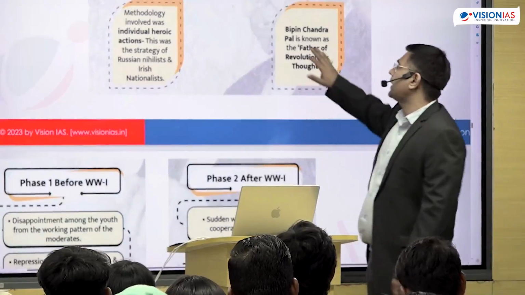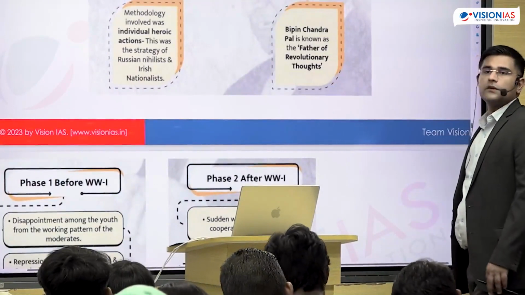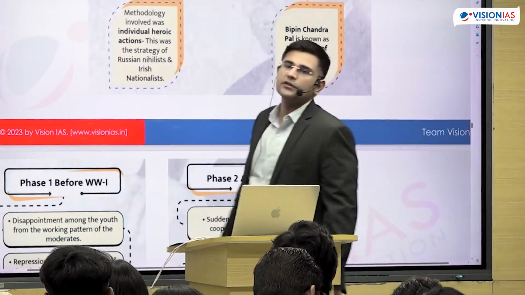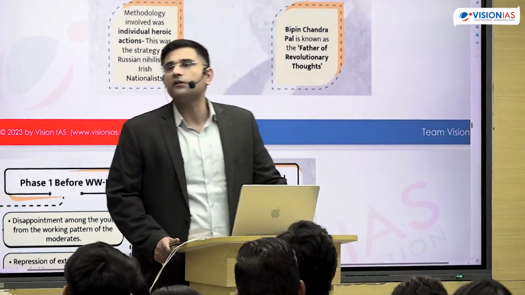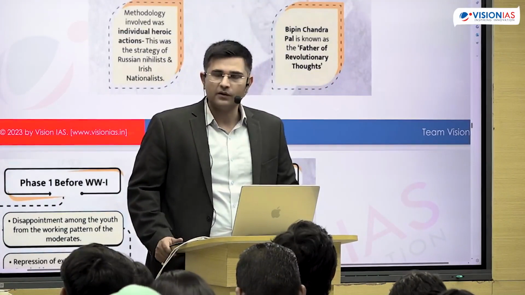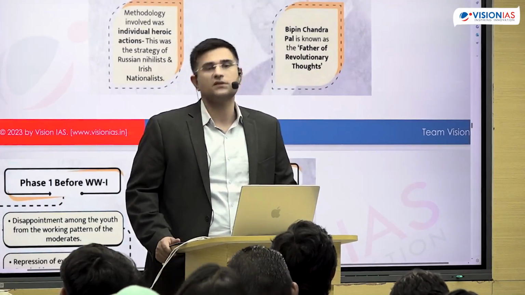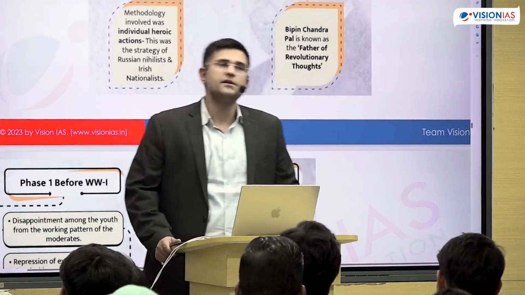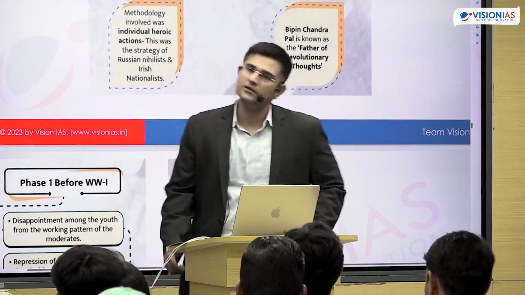Bipin Chandra Pal is known as the father of revolutionary thoughts. For example, Bipin Chandra Pal resigned when Gandhiji began the non-cooperation movement in 1920, because he disagreed with Mahatma Gandhi that even when the British do repression, Indians should not respond with violence. That was the difference because of which Bipin Chandra Pal resigned from Congress in 1920.